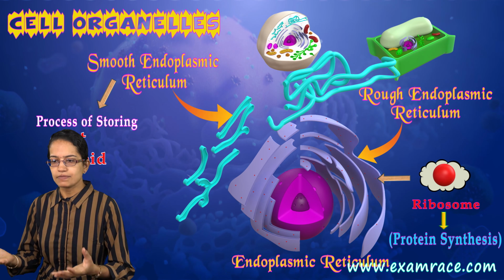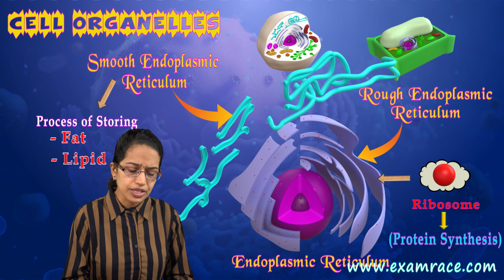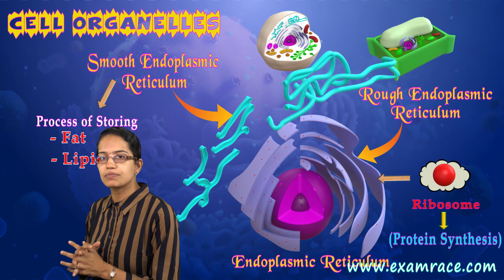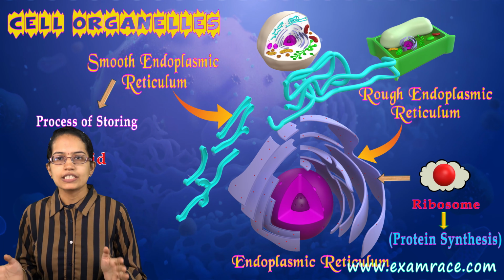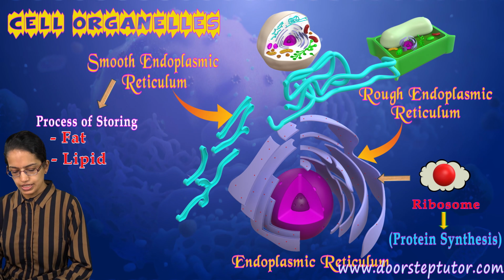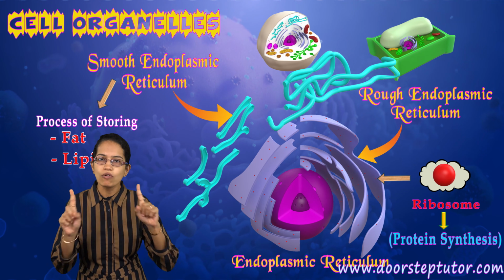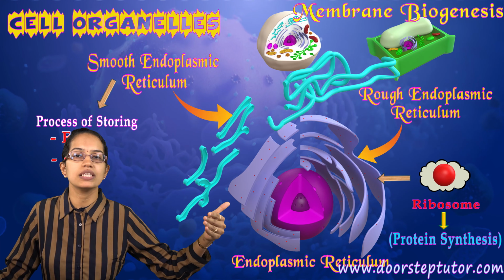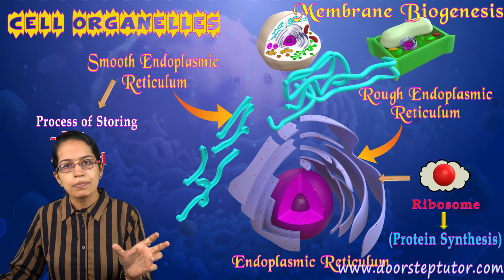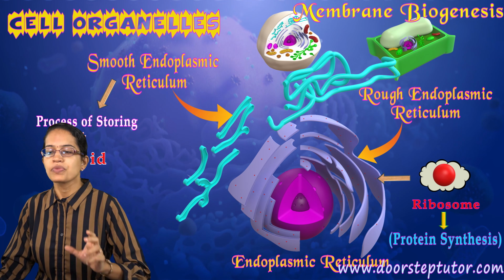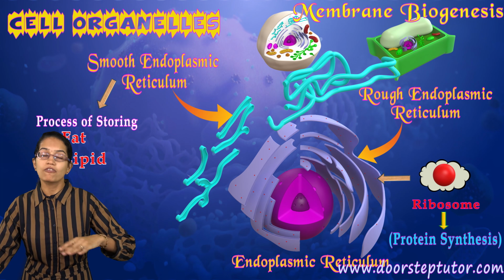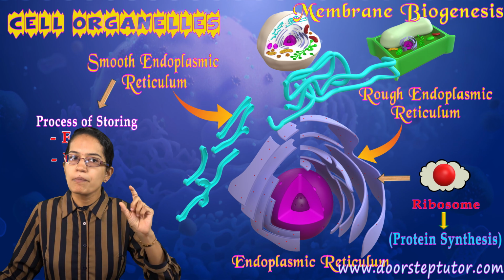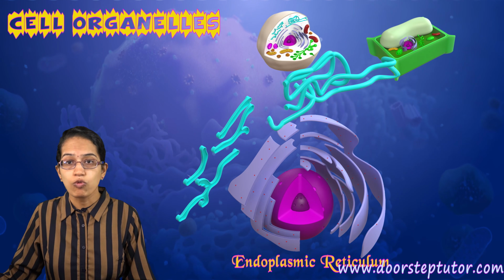So the cell membrane is built up with the help of protein and lipids. Protein from the rough endoplasmic reticulum, lipids from the smooth endoplasmic reticulum, and this formation of the cell membrane is what is known as membrane biogenesis. Genesis means to make. So membrane biogenesis is what is seen as a process of making the cell membrane through lipids and proteins. The major function of endoplasmic reticulum, what is it?